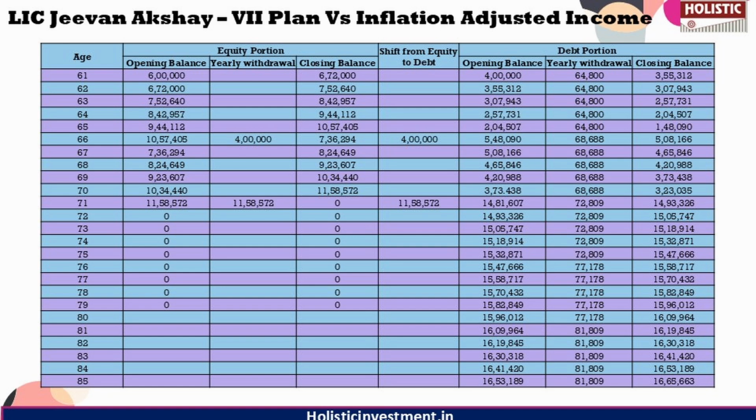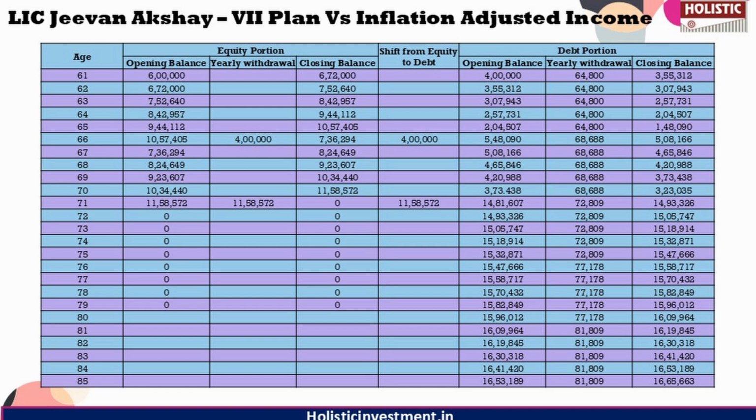Equity returns are assumed to be 12% per annum and debt returns are assumed to be 6% per annum. So in this strategy, the first year annuity amount is assumed to be similar to the option F, which is the immediate annuity for life with the return of purchase price, that is 64,800 rupees. So every 5 years the debt portion is replenished from equity, and every 5 years your annual withdrawal increases by 6% to combat inflation. At the age of 71, the equity portion is fully shifted to debt.